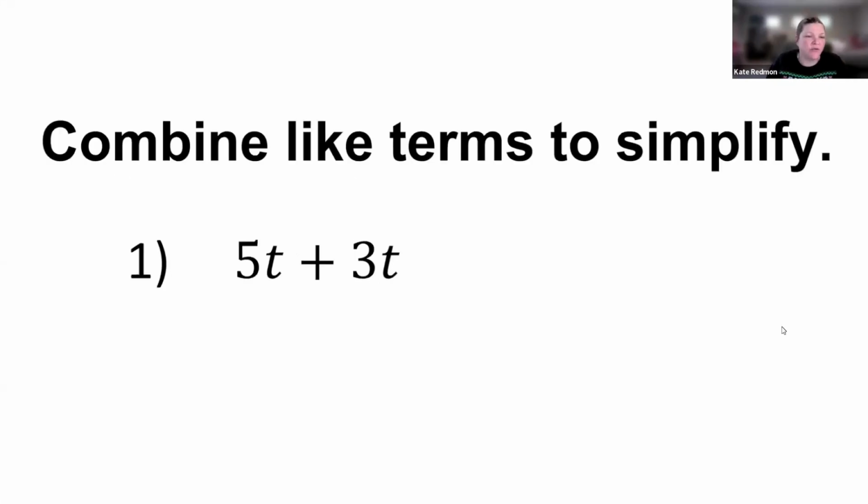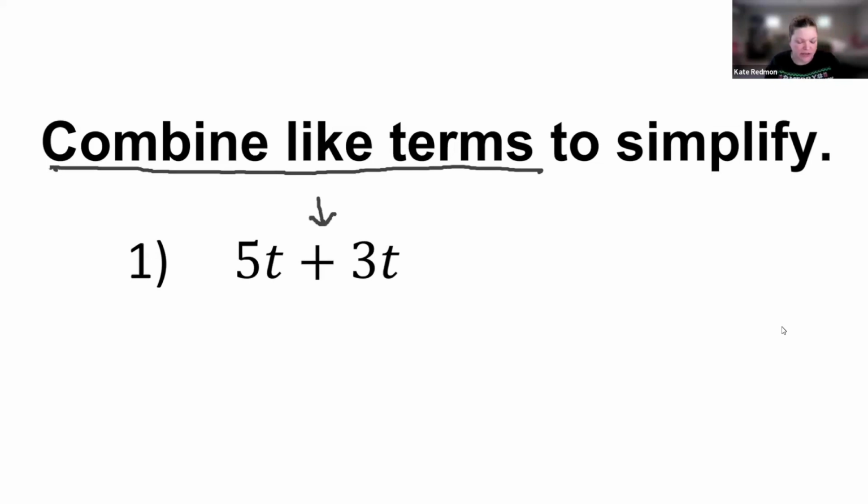Directions on number 1 through 3 said combine like terms to simplify. Now, honestly, I didn't need to give you these directions. I could have just said simplify, and I would hope that you would notice, look at that, a plus sign, I'm adding. And we learned that in the land of algebra, addition and subtraction is called combining like terms, because we're only able to add and subtract the same kinds of things.